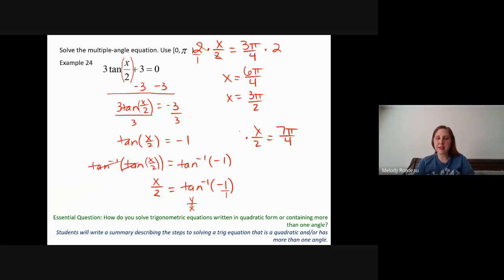And the same basic process here, multiply both sides by 2. I get x equals 14 pi over 4, which reduces to 7 pi over 2. Awesome. So we have those.